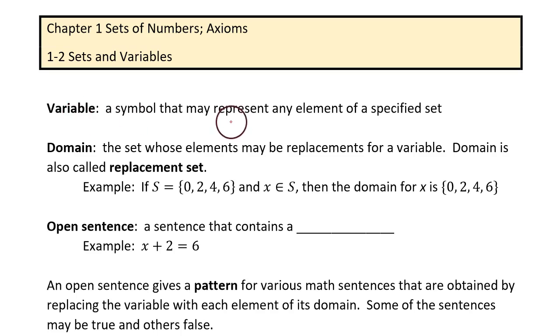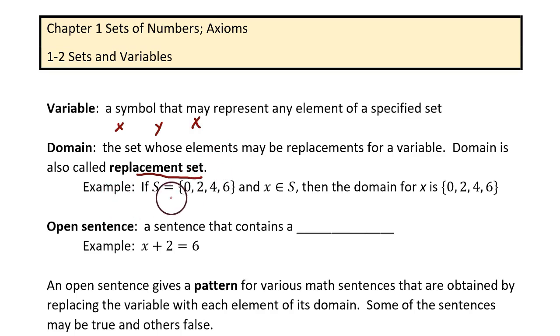This is any symbol that may represent any element of a specified set. It is common to use letters of the alphabet as variables, such as X, Y. Capital letters work as well. Next, domain. This is the set whose elements may be replacements for a variable. Domain is also called the replacement set of the variable.